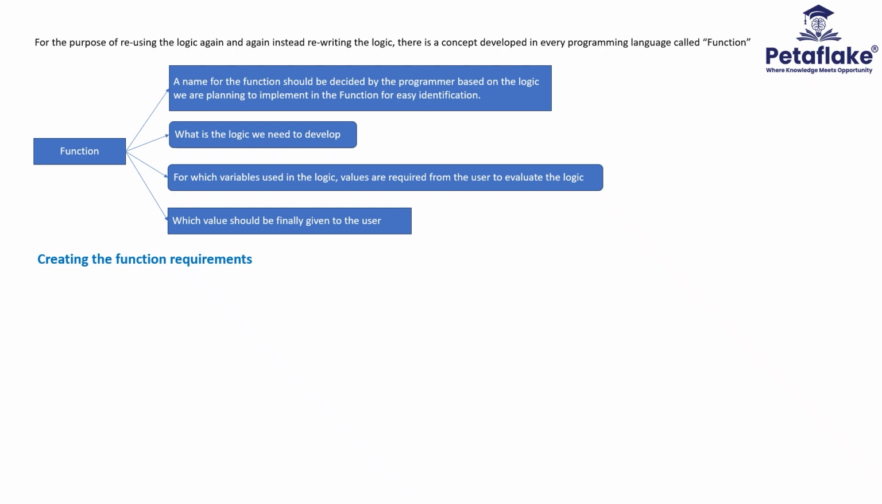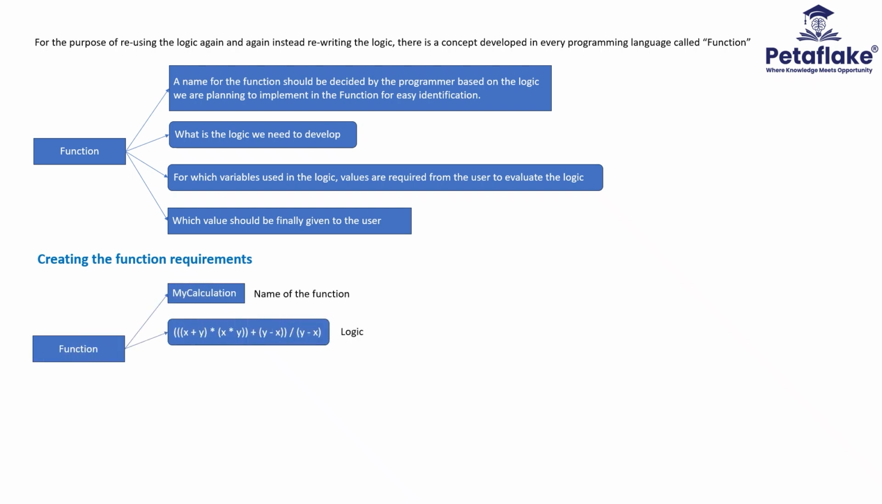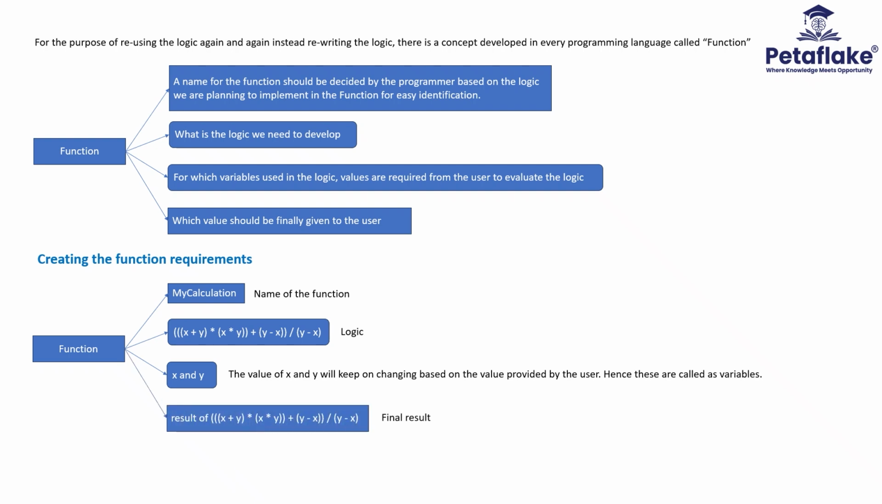I am planning to use the function name as myCalculation. The logic is already handy. The requirement is we need to pass the values for the variables x and y dynamically. As the values of x and y are changing dynamically, x and y are called as variables. We want to display the result of the logic as output from the function. We are clear now with the 4 things required to develop a function. Let's develop a function in Python now.